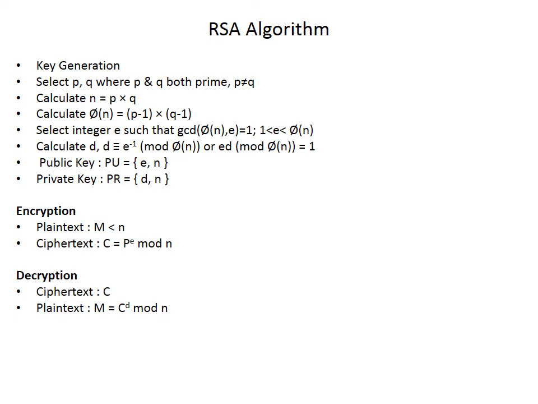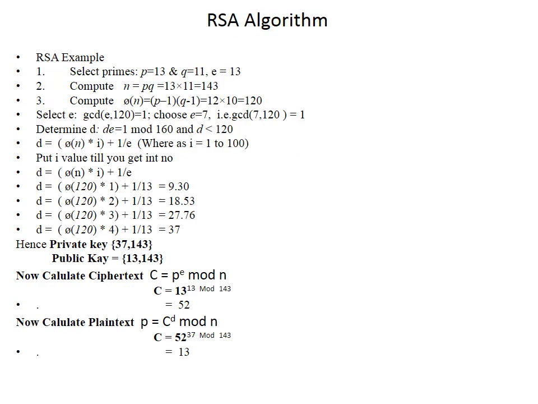This algorithm we will understand with an example. First step is to select two prime numbers. Here I am selecting two prime numbers, p is equal to 13 and q is equal to 11, and e is equal to 13. This is a randomly selected number from integers. So compute n is equal to p into q, that is 13 into 11 is equal to 143. Now phi of n is equal to (p minus 1) into (q minus 1) is equal to 12 into 10, that is 13 minus 1 into 11 minus 1. So you get the value 120.